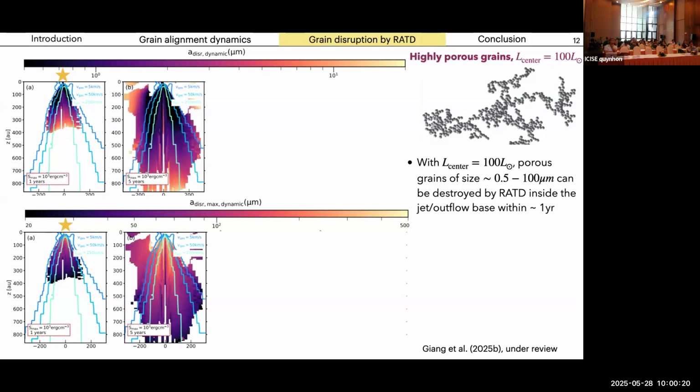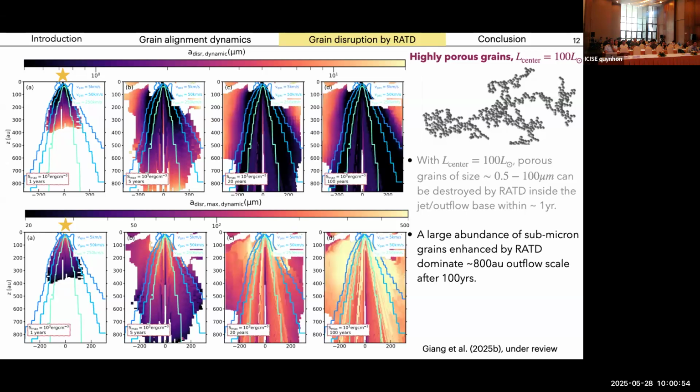So after 5 years, small grains which survived the RATD will transport outwards, and thus cause the expansion of the active region of the RATD. And on the other hand, large grains in the high Z regions at the beginning also need more time to reach the disruption thresholds and be destroyed by RATD. That further helps the expansion of the active region of RATD from 400 AU inside the outflows up to 800 AU of the outflows after 5 years.